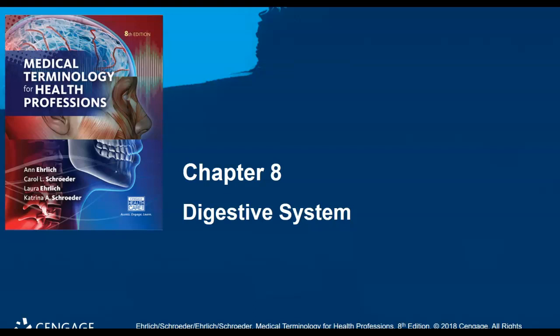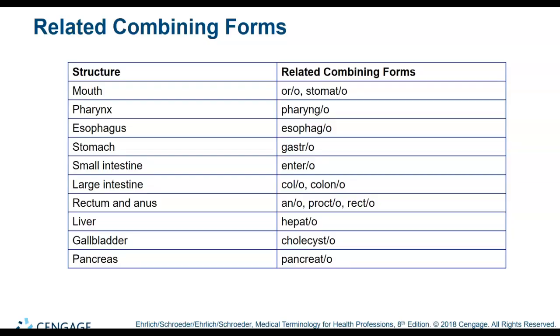Hi, this is a basic review of Chapter 8, the digestive system. As we start with every chapter, we look at the related combining forms. And again, please take note, there's 2 for the mouth, there's 2 for the large intestine, 3 for the rectum and the anus, and then we have the accessory organs with the liver, gallbladder, and pancreas.